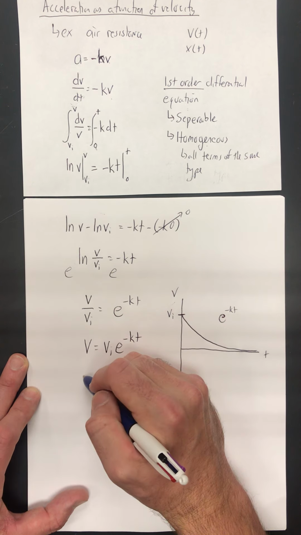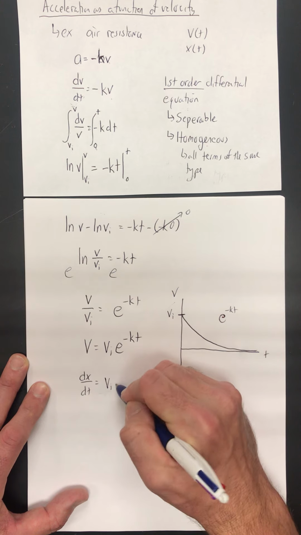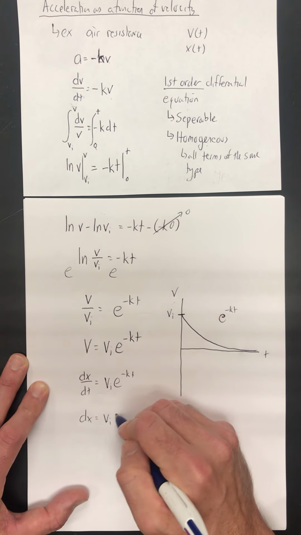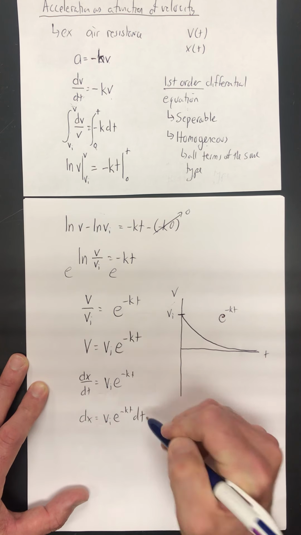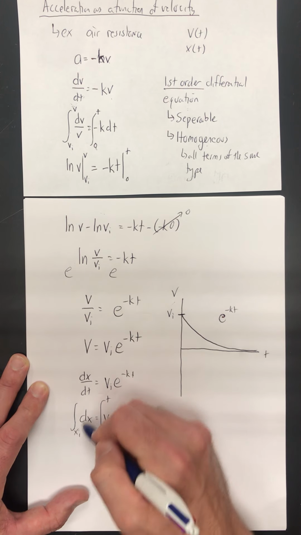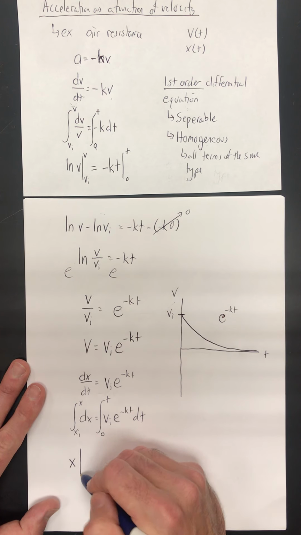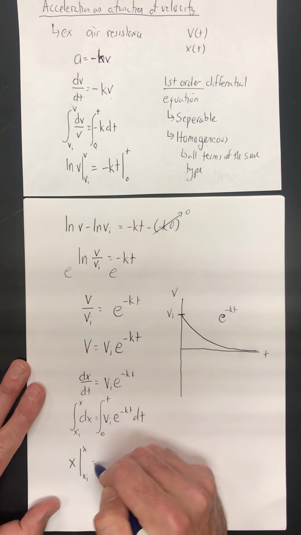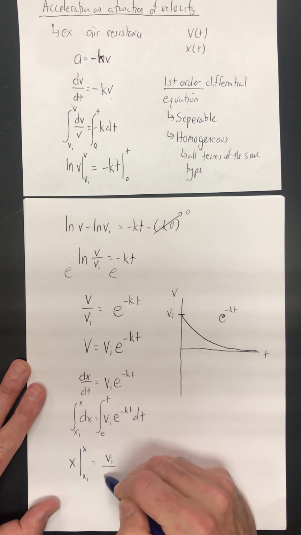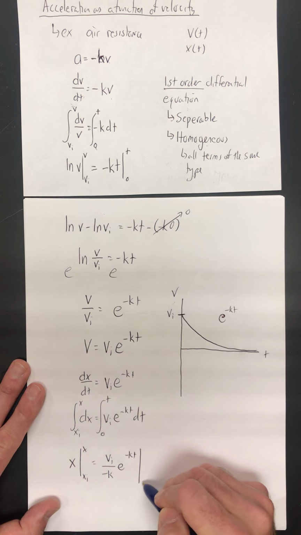Simply, all I'm going to do here is now substitute, separate, and integrate again. So v becomes dx dt, vi e to the negative kt. dx is equal to vi e to the negative kt dt. Integrate, and I'm going to go from, once again, 0 to t, and this is from xi to x. Simply enough, the left side integrates into x from xi to x, and here this is going to be vi over negative k e to the negative kt between 0 and t.